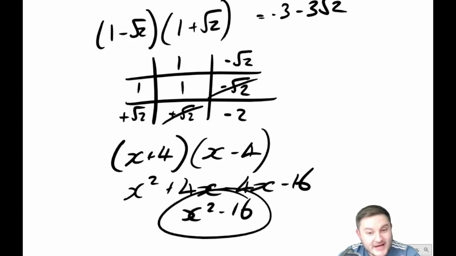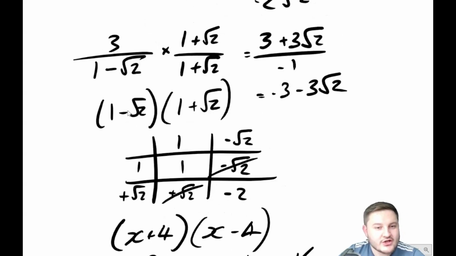This is a special type of quadratic, right? The difference of two squares. It's a squared number, take away another squared number, and what you are left with, well, when you factorise it, you get this opposite sign because there is no x term here because the plus 4x and the minus 4x cancel each other out.